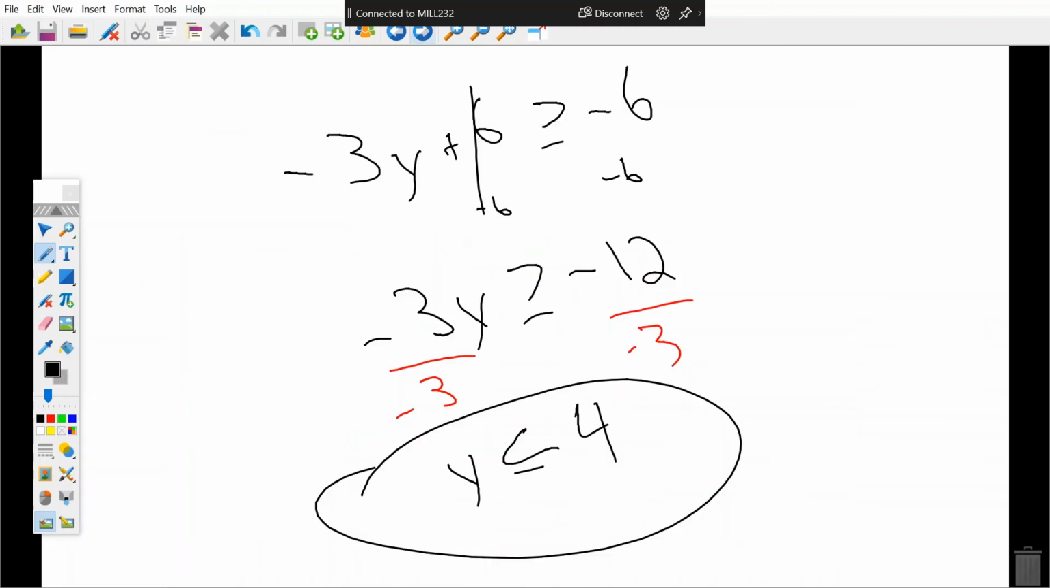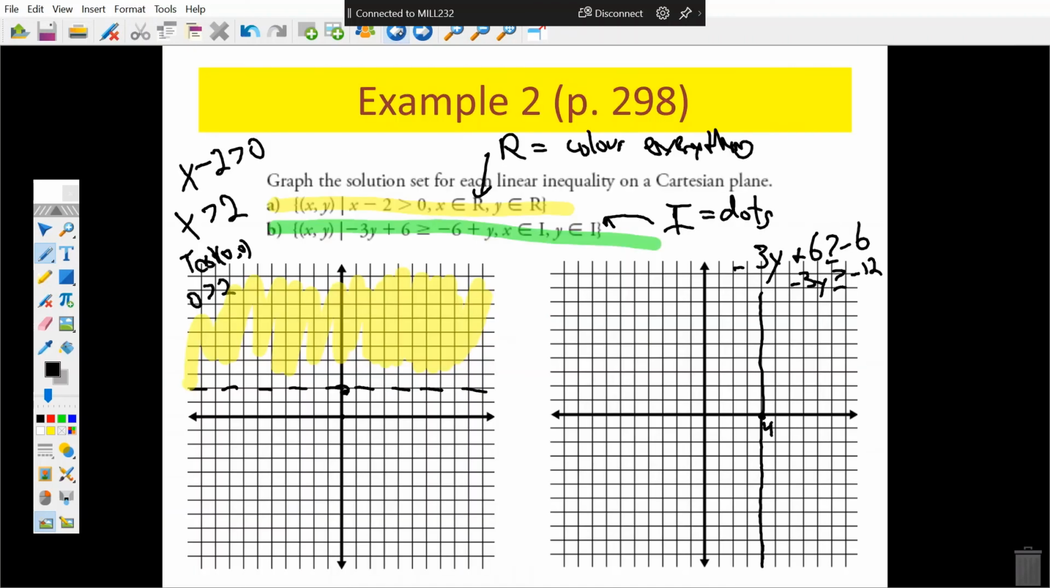I can go back and do my test. My test is with (0, 0). If I put a 0 in for y, I get 0 is less than or equal to 4. Is 0 less than or equal to 4? Yes, it is. That was true, so we're going to color in toward (0, 0), which is right here. In this case, it was with integers. So that means we're just doing dots on the intersections of the points, okay?